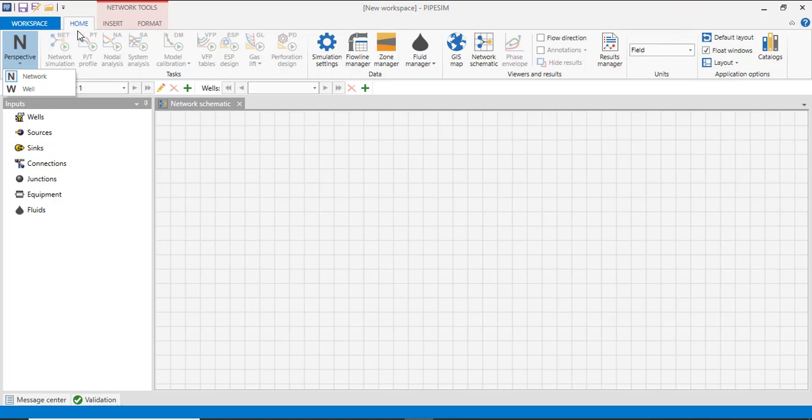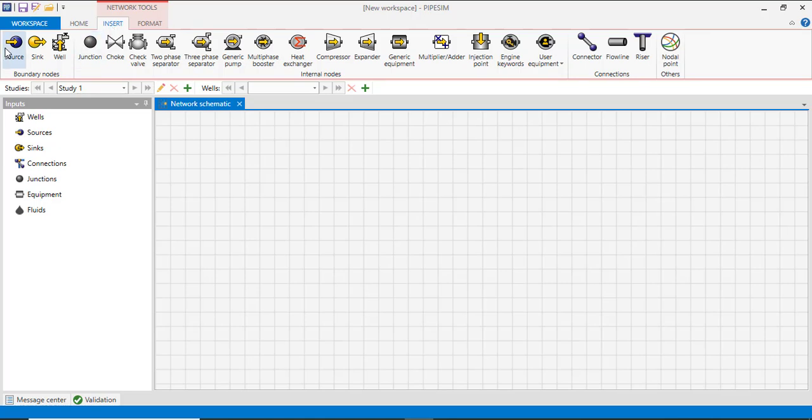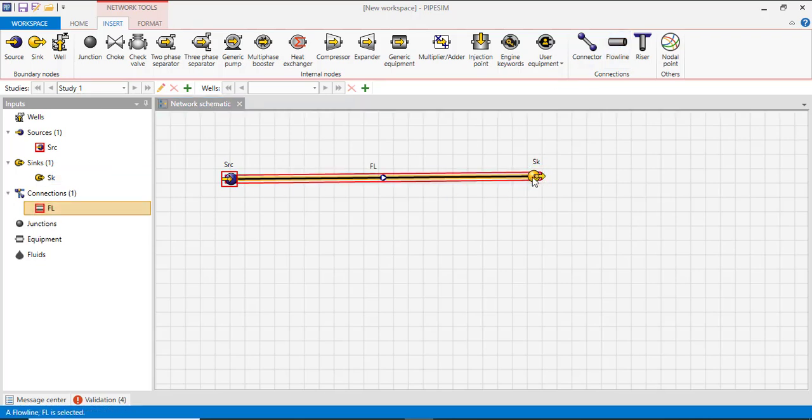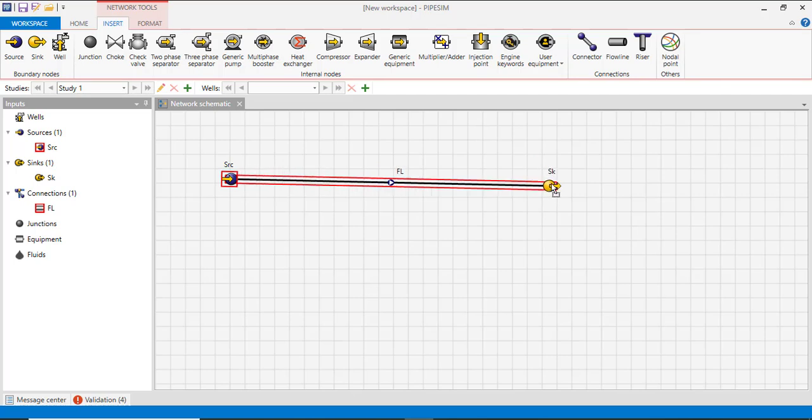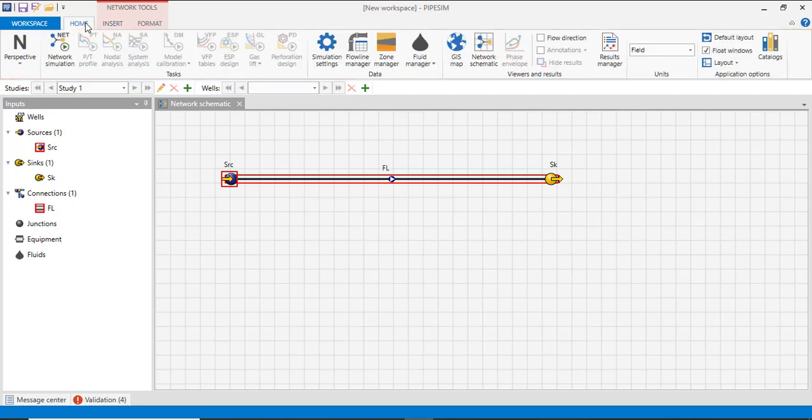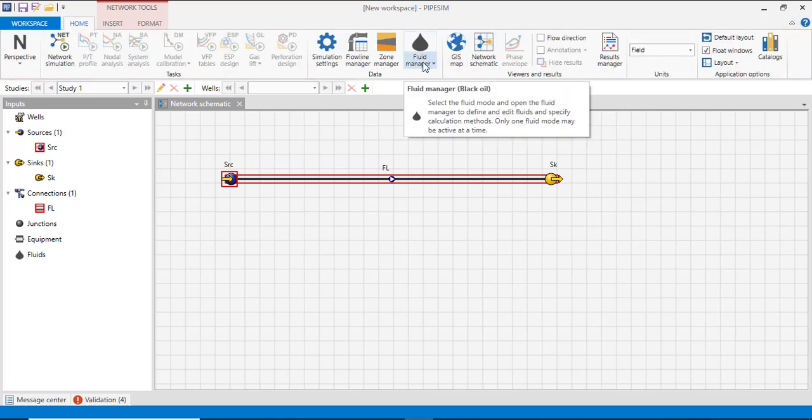So moving forward, let's pick up one source and one sink. For joining these two, we need a flow line, and this is the flow line I'm talking about. So this is the flow line, and this is the source and sink. Now we first have to go and characterize the fluid in the fluid manager.